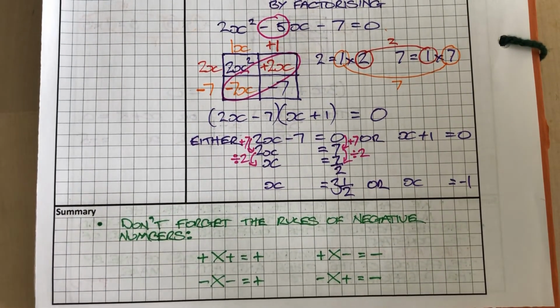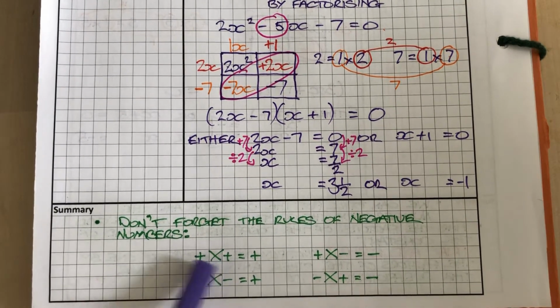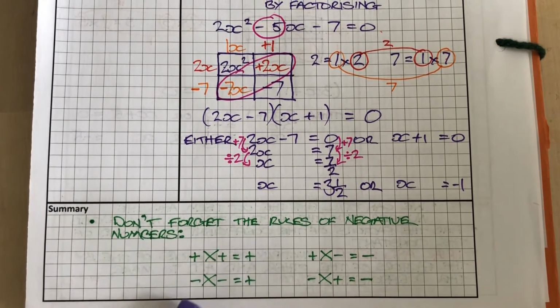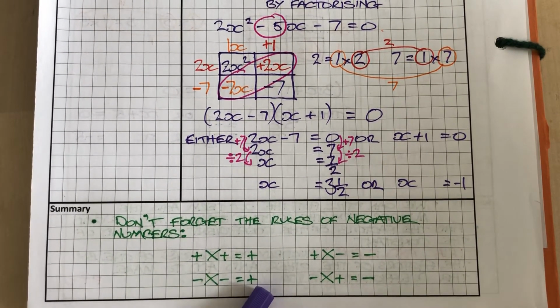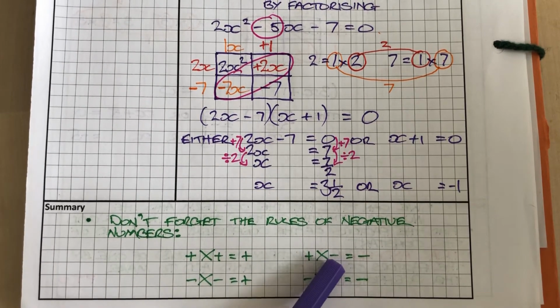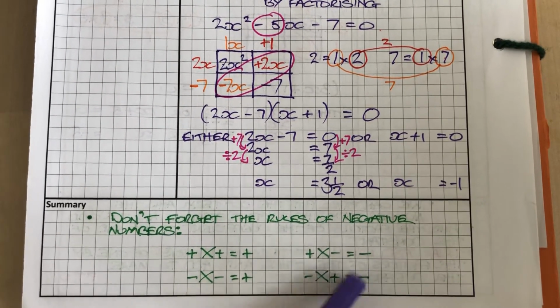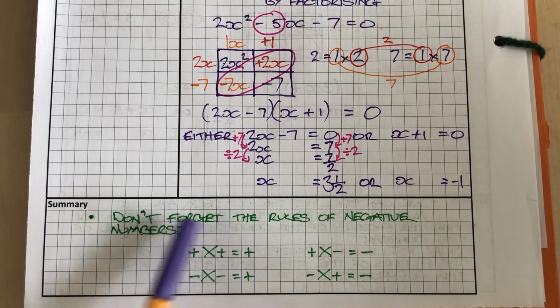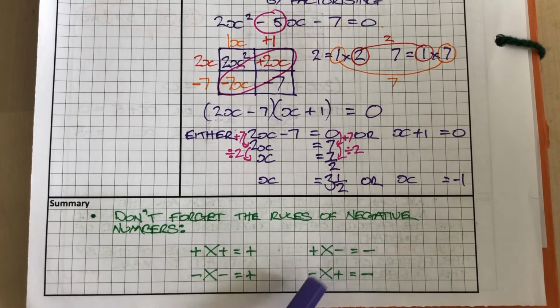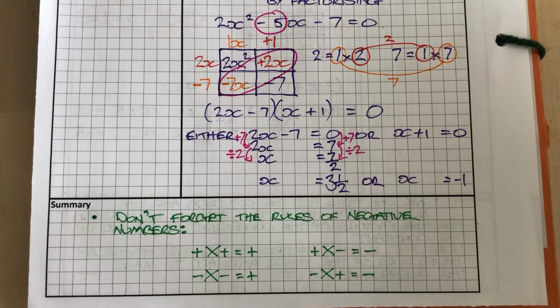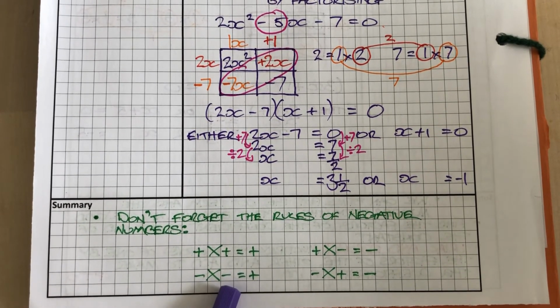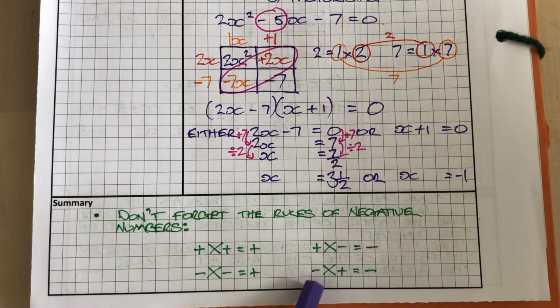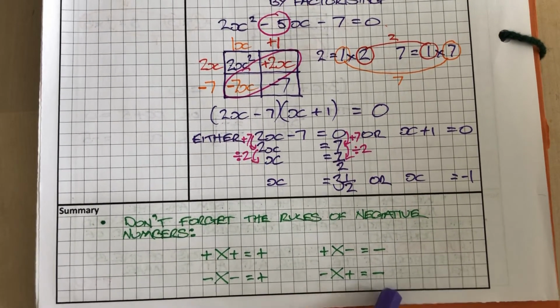Okay, the summary is basically the same as on the previous video, but just a quick reminder of negative numbers. If you multiply two positive numbers, you get a positive answer. If you multiply two negative numbers, you get a positive answer. If you multiply a positive by a negative, or a negative by a positive, you get a negative answer. So if these are the same, it's positive. If they're different, the result is negative. And it works the same with division. Negative divided by negative is positive. Negative divided by positive is negative.